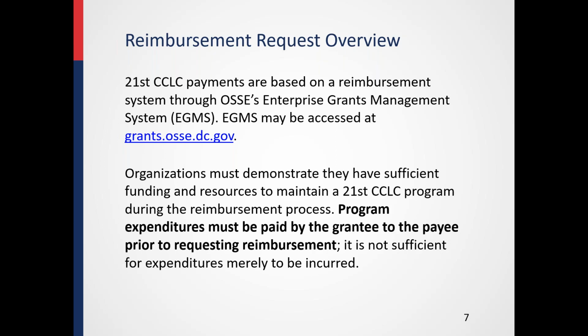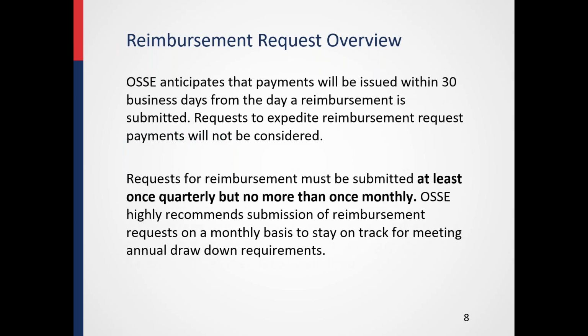Program expenditures must be paid by the grantee to the payee, so to your vendors, prior to requesting reimbursement. It is not sufficient for expenditures to be incurred. You need to have already made the payments by the time you're making the reimbursement request to OSSI. OSSI anticipates that payments will be issued within 30 business days from the day a reimbursement request is submitted. Requests to expedite payment in less than 30 days cannot be considered.